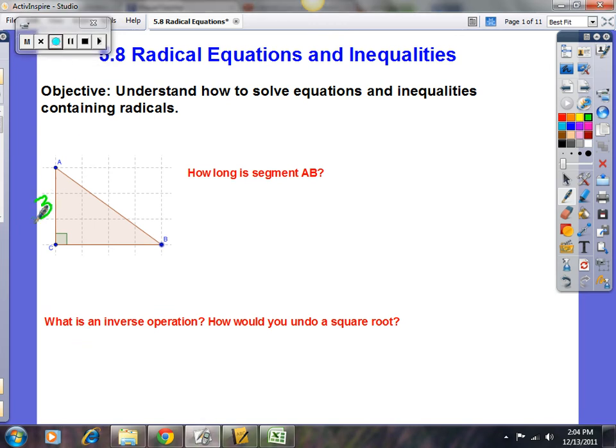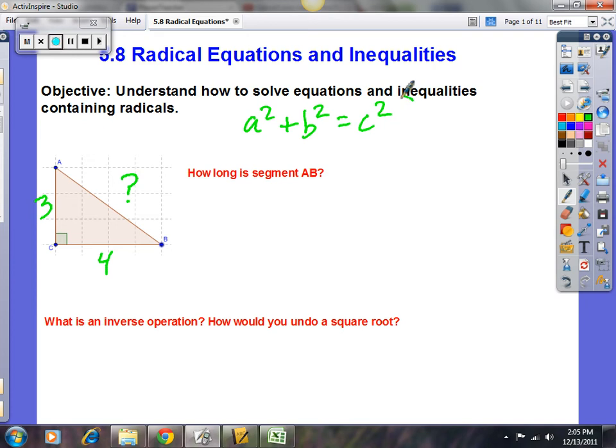is going to be 3 tall. From A to C is 3 tall. From C to B is 4. Now you want to know this. If you have a 90-degree triangle and you know 2 of the 3 sides, you can always find the 3rd side if you use A squared plus B squared equals C squared.